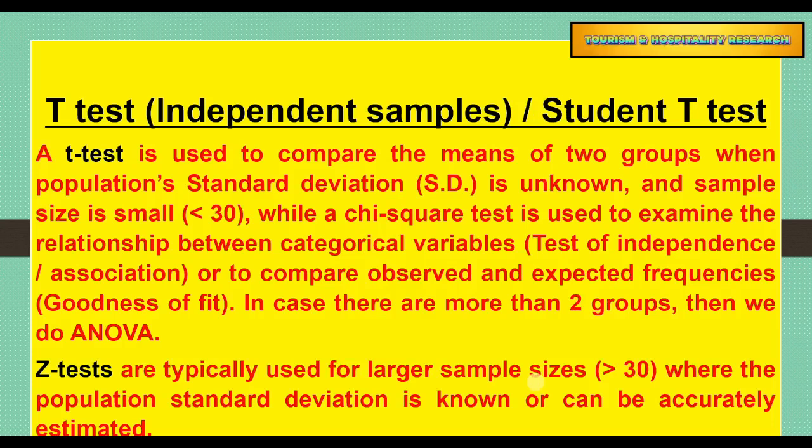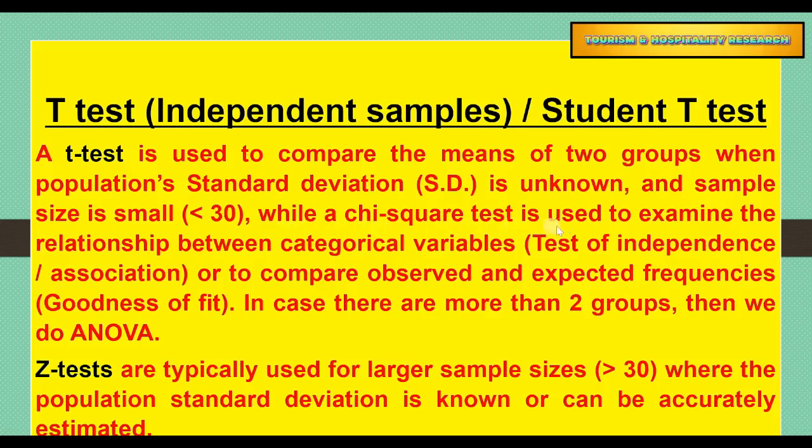T-test of independent samples, also known as student t-test, is used to compare the means of two groups when population standard deviation is unknown and the sample size is small, usually less than 30, but you can take it up to 60, 50 if you are assuming the normality of data.